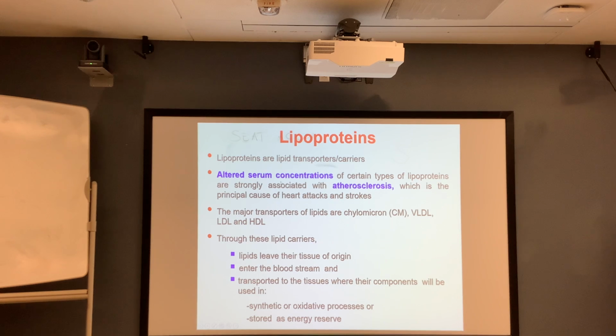And when you have altered serum concentrations of certain types of these lipoproteins, that's when you associate them with atherosclerosis. What are these major transporters of lipids? They're either chylomicrons, very low density lipoprotein, low density lipoprotein, which is your bad cholesterol, or high density lipoprotein, which is good cholesterol. All of these are major transporters of lipids. And through these carriers, they can leave the tissue of origin and move into the bloodstream and get to the tissue where their components can be used in those functions as listed in the previous slide.